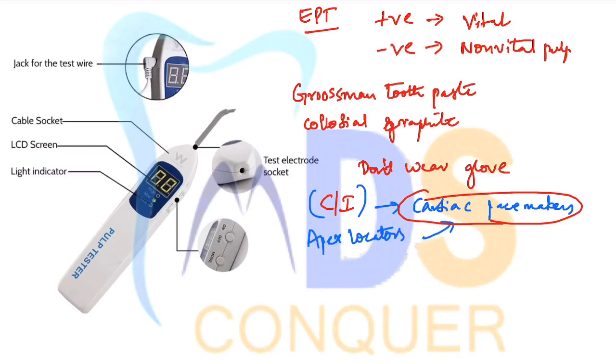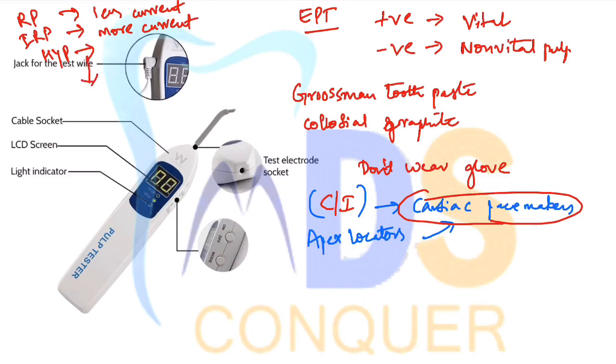So how is this EPT going to respond in different situations? Basically you have a reversible pulpitis, an irreversible pulpitis, or a hyperplastic pulpitis. How they respond to these three categories is an important aspect. In reversible pulpitis, the tooth responds to less current than normal. Whereas in irreversible pulpitis, it requires more current to respond.